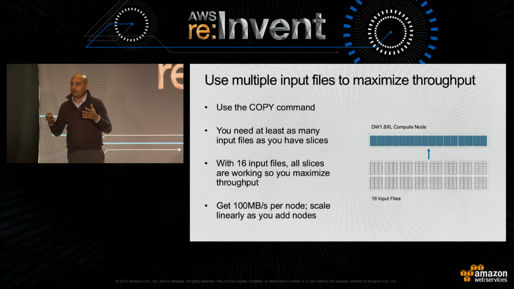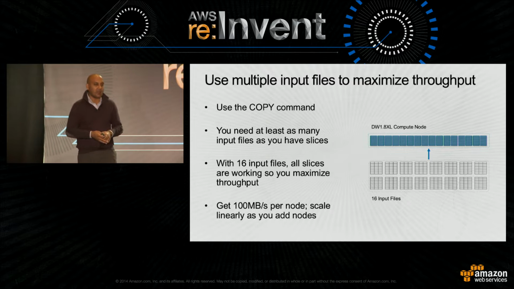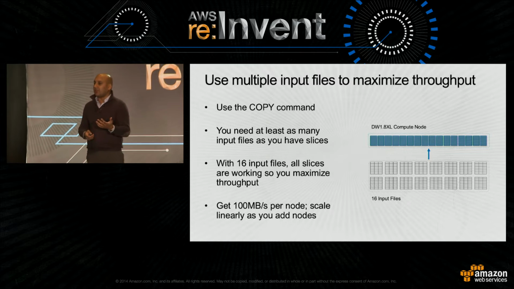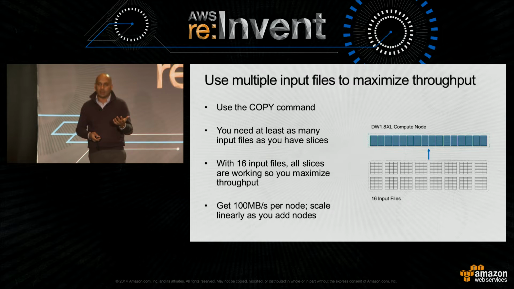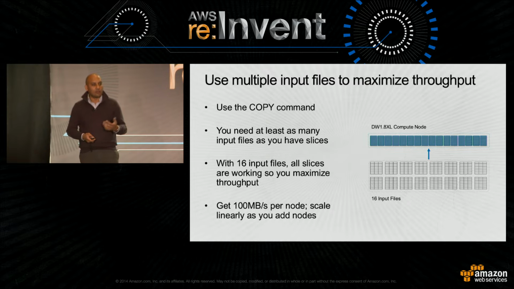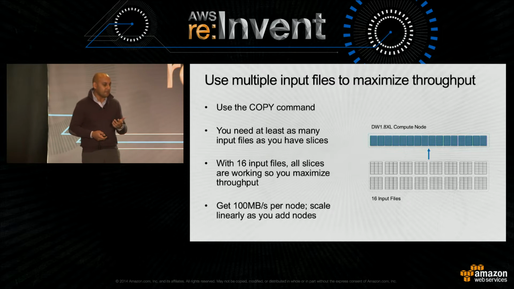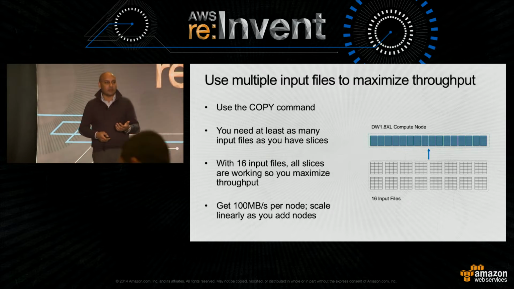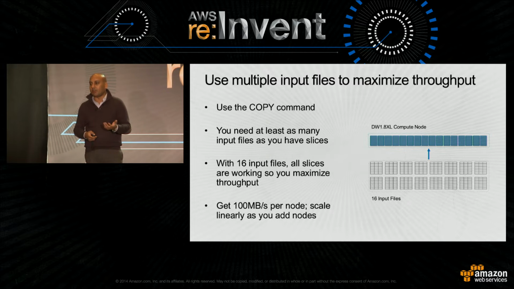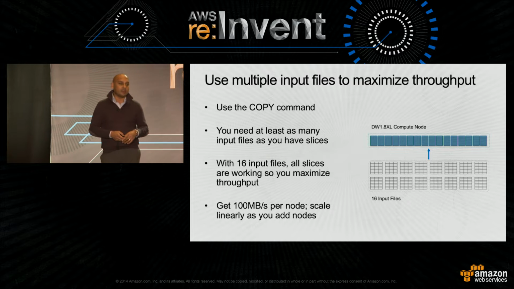And so when you want to maximize your load throughput, we recommend having at least as many input files as you have slices. And so with a single DW1 8XL, you need 16 input files on S3. Each slice will then load a file simultaneously, and you'll get the full 100 megabytes per second load throughput that's possible. And this scales linearly. So we've actually done tests on 100 node systems, and we can reliably ingest a terabyte of data in about 129 seconds. And that's not even running as fast as is possible, so you can get tremendous load throughput, provided you parallelize correctly.